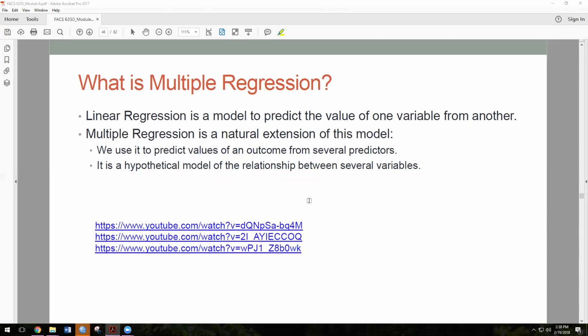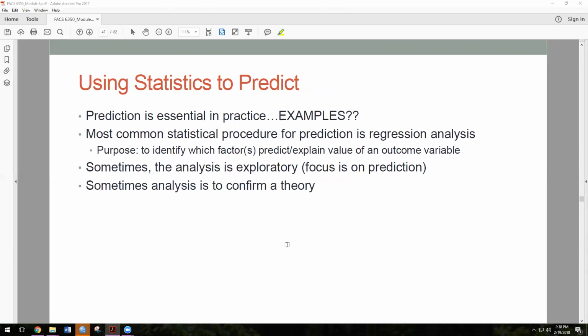So your linear regression is a model where you predict one variable from the other. So this is a review of what we were just talking about. Your multiple regression is a natural extension because we know that in the environment or in nature, there's not just one thing that causes an outcome. There's multiple things that work together. And these videos are all very good to talk about the basics of multiple regression.